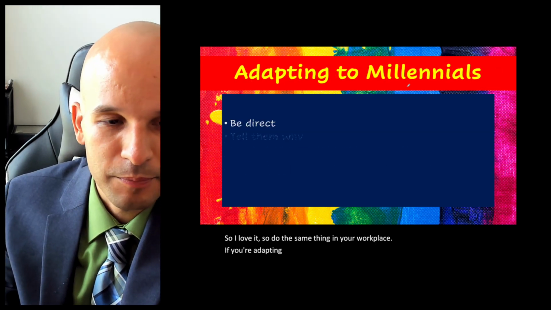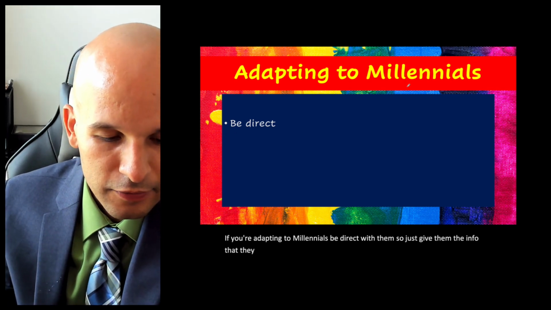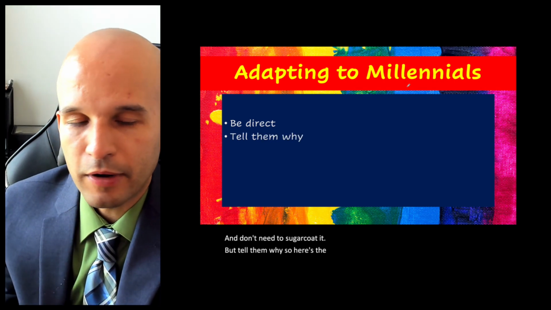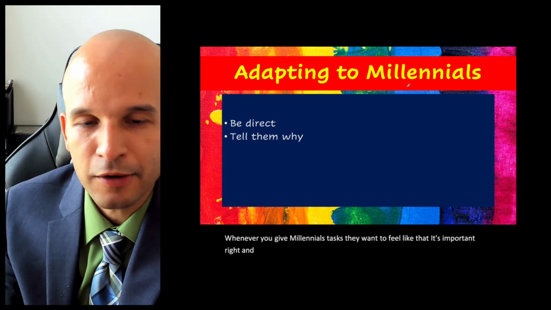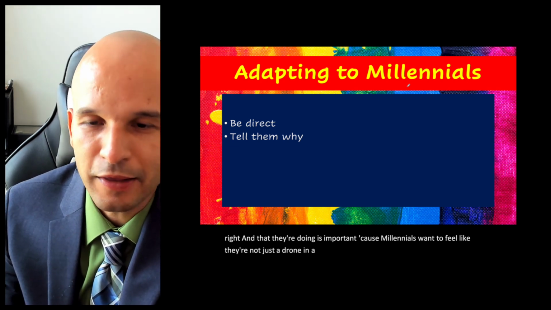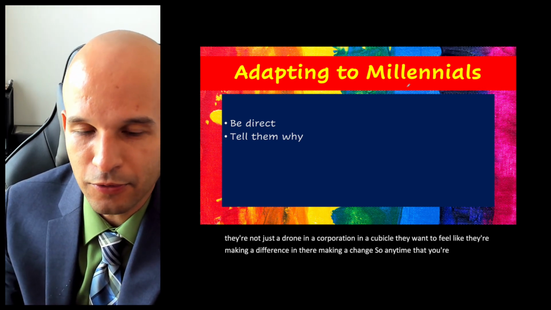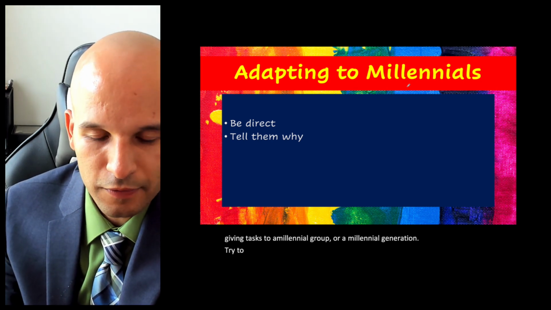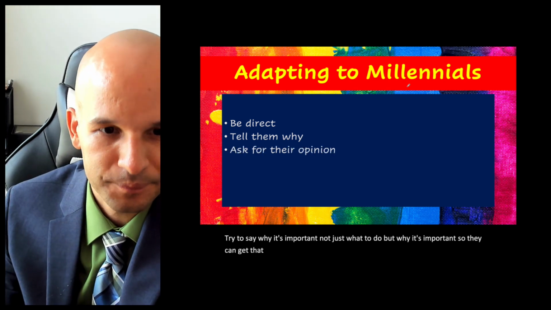If you're adapting to millennials, be direct with them. So just give them the info that they need and don't sugarcoat it. But tell them why. So here's the thing. Whenever you give millennials tasks, they want to feel like what they're doing is important, right? Because millennials want to feel like they're not just a drone in a corporation in a cubicle. They want to feel like they're making a difference and they're making a change. So anytime that you're giving tasks to a millennial group or a millennial generation, try to say why it's important. Not just what to do, but why it's important. So they can get that motivation to really do their best.